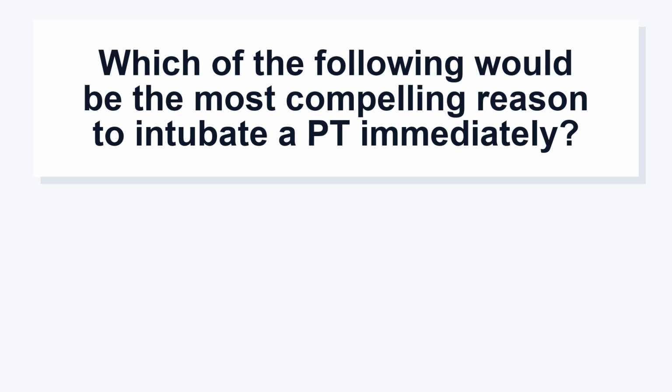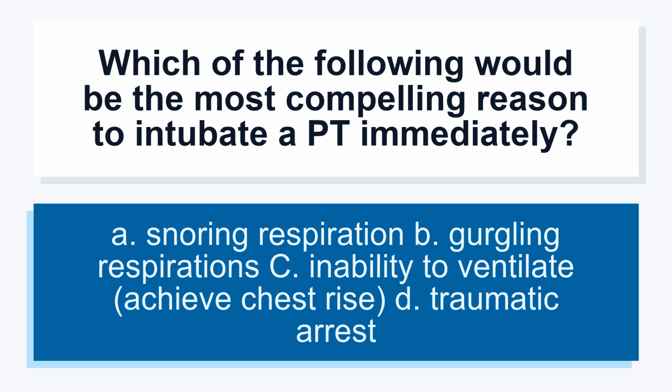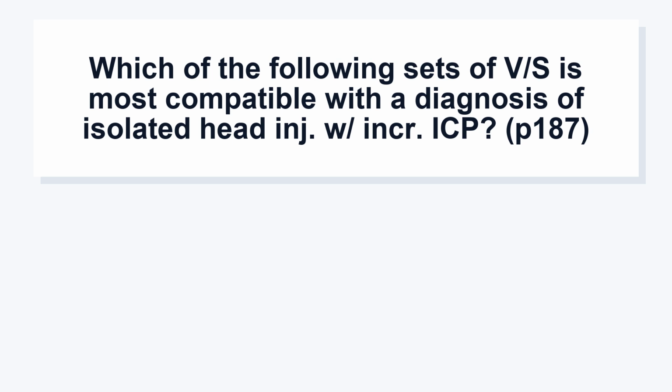Which of the following would be the most compelling reason to intubate a patient immediately? A. Snoring respiration. B. Gurgling respiration. C. Inability to ventilate, achieve chest rise. D. Traumatic arrest.